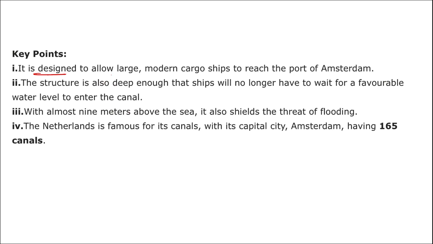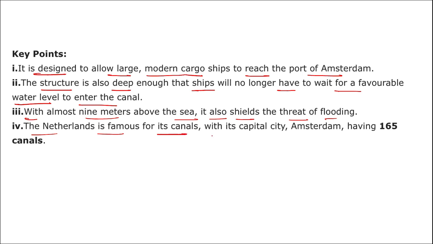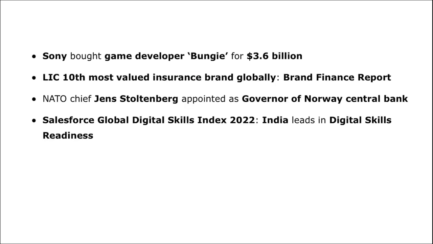It is designed to allow large modern cargo ships to reach the port of Amsterdam. The structure is also deep enough that ships will no longer have to wait for favorable water levels to enter the canal, and they are almost all automatic now. They can lower the level of water or increase it in order for ships to pass. With almost 9 meters above the sea, it also shields against the threat of flooding. The Netherlands is famous for its canals, with its capital city Amsterdam having around 165 canals.